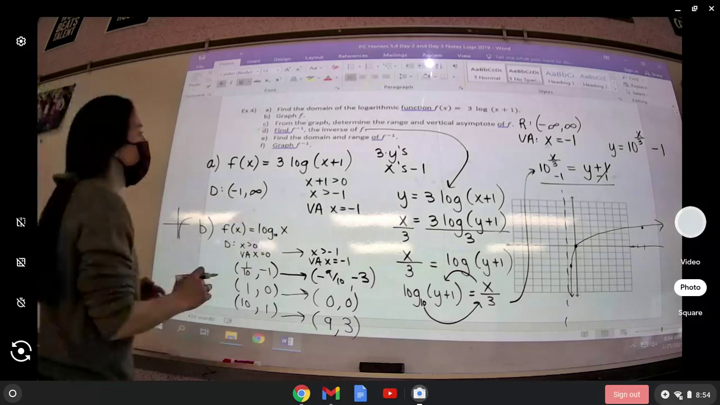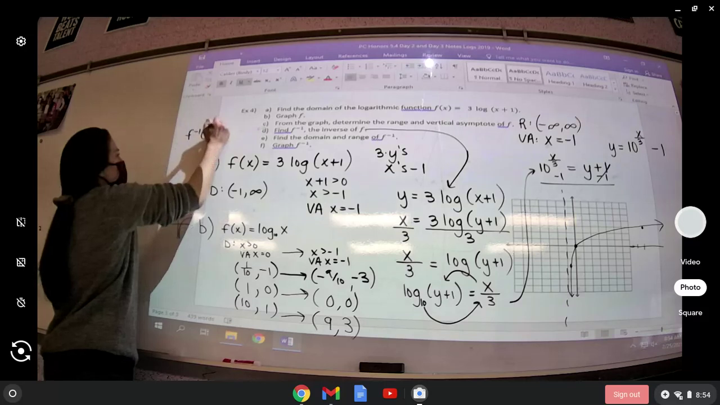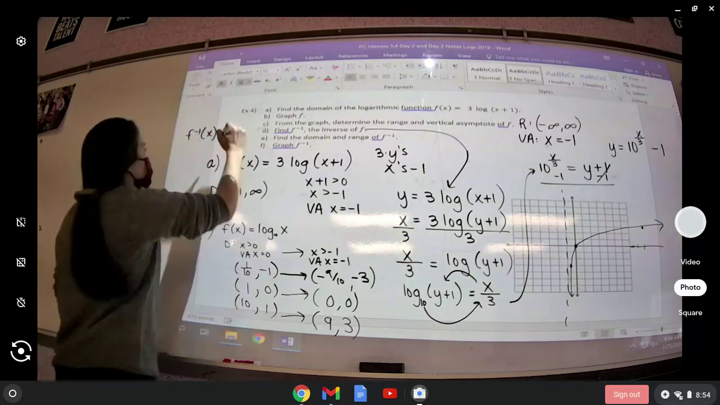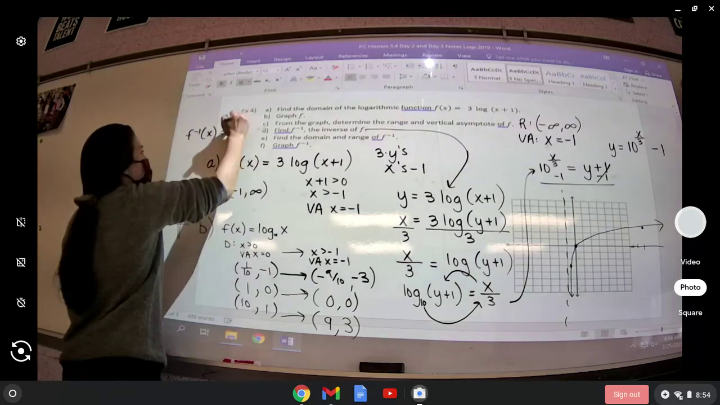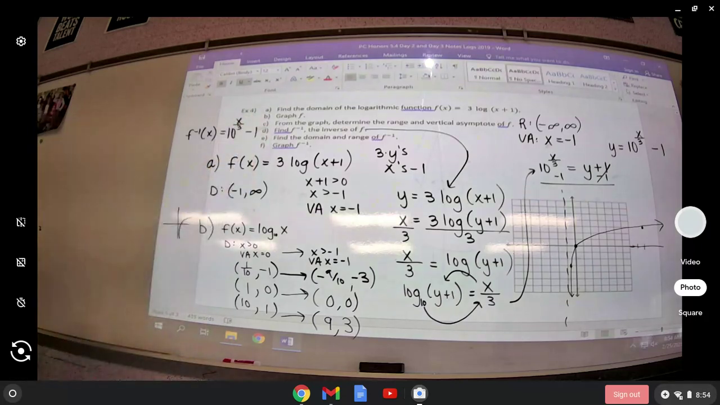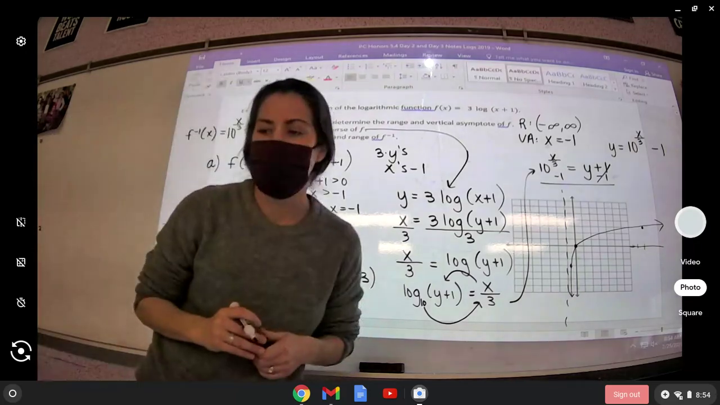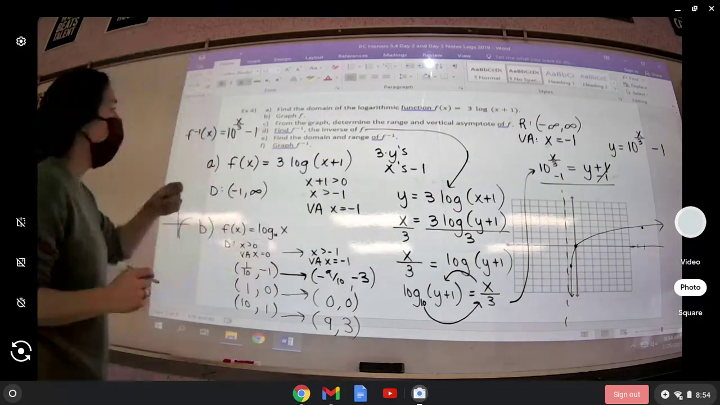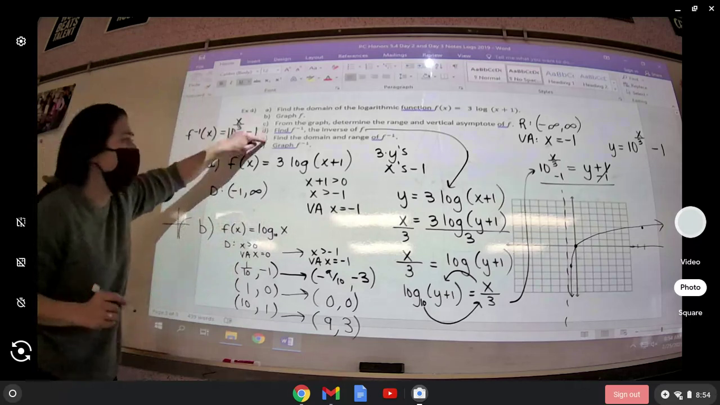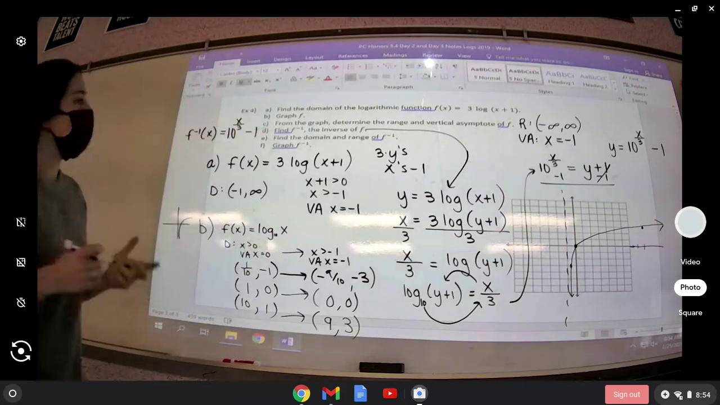All right, so we're going to write him a little bit fancier. F inverse of x is equal to 10 to the power of x divided by 3 minus 1. Everybody good? Okay, now they want the domain and range of the inverse. I have nowhere to write this. I am all over the place.